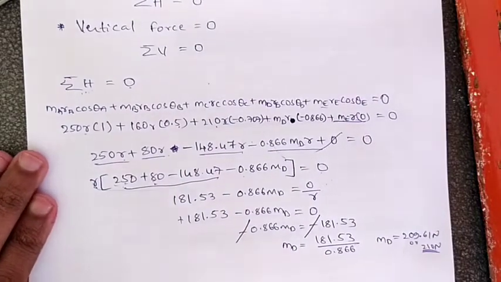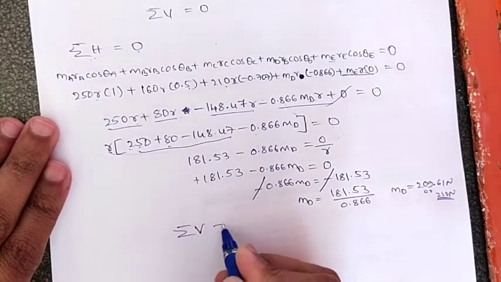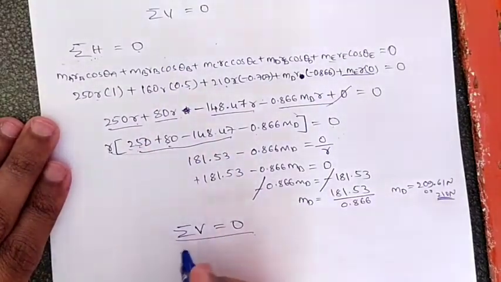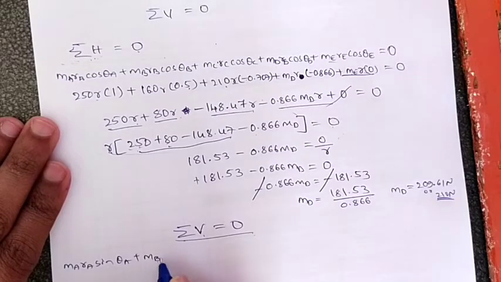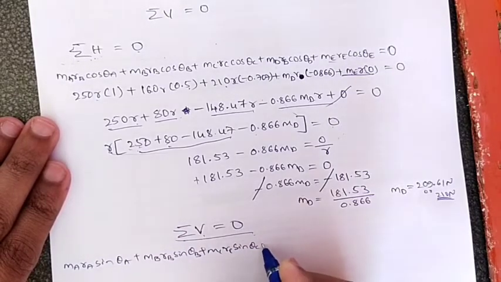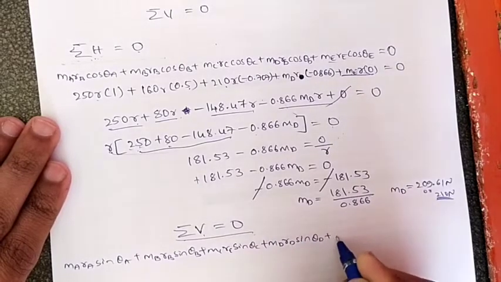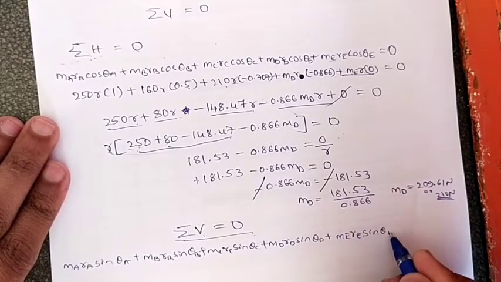Now we will similarly find out what is ME. How to find ME? Just take delta V is equal to 0. Here we have taken delta H is equal to 0. Delta V will take is equal to 0. Delta V is MARA sin theta A plus MBRB sin theta B plus MCRC sin theta C plus MDRD sin theta D plus MERE sin theta E is equal to 0.